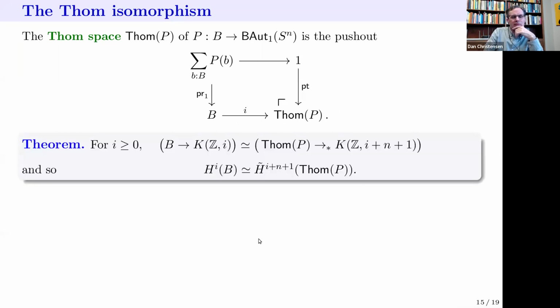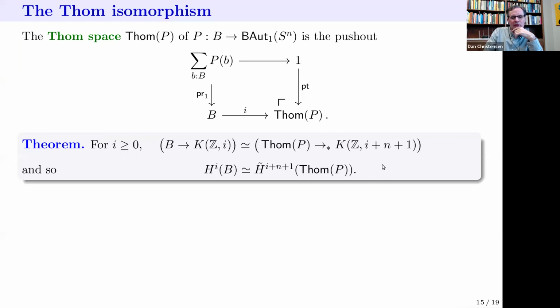Okay, so then the theorem is that for all I bigger than 0, and I is independent of the bundle dimension, unpointed maps from the base to KZI are equivalent to pointed maps from this Thom space to KZ(I plus n plus 1). So the bundle dimension shows up as a shift here. And then if you take homotopy classes, you get the cohomology of B here, and you get the reduced cohomology of the Thom space here. So you get this equivalence with a shift between the cohomology of B and the cohomology of the Thom space.